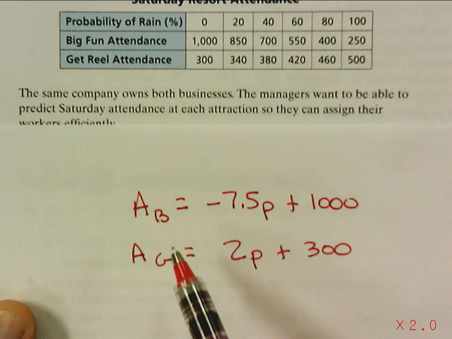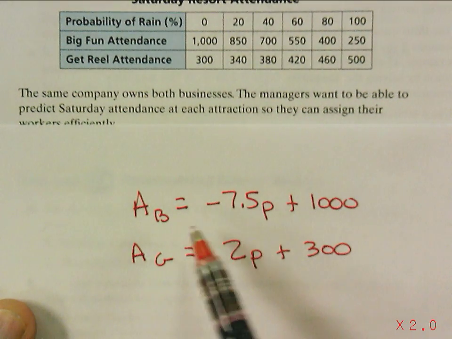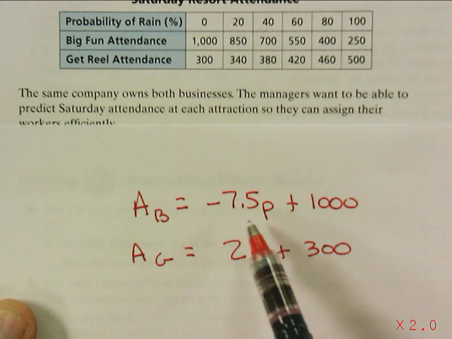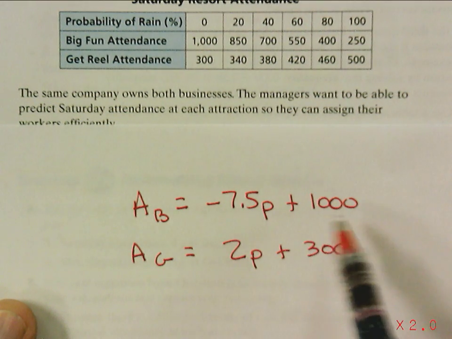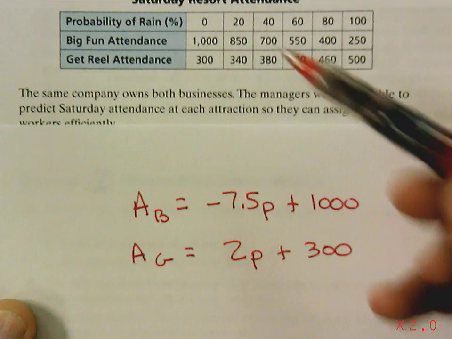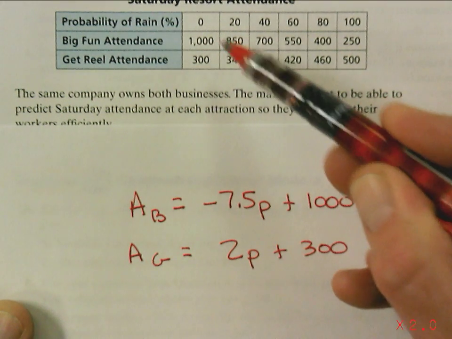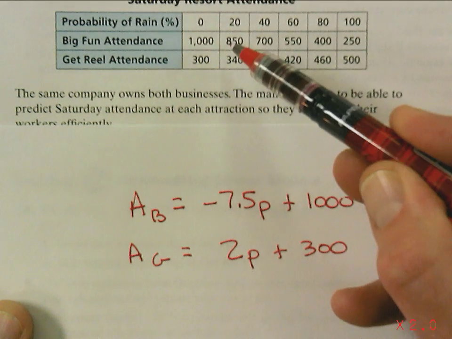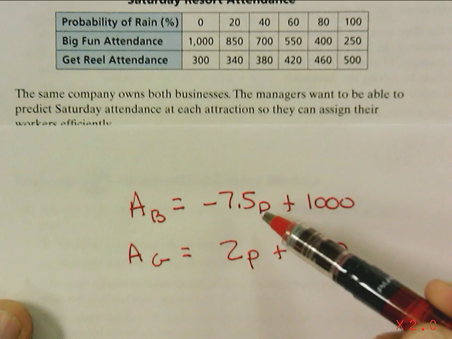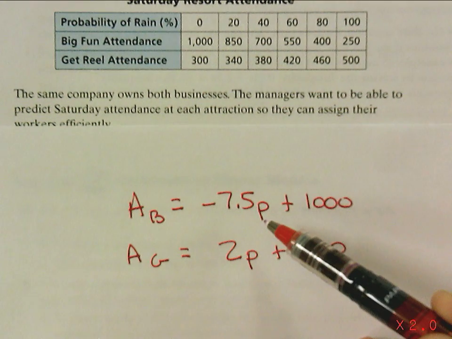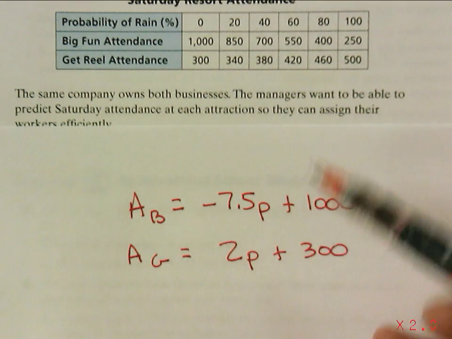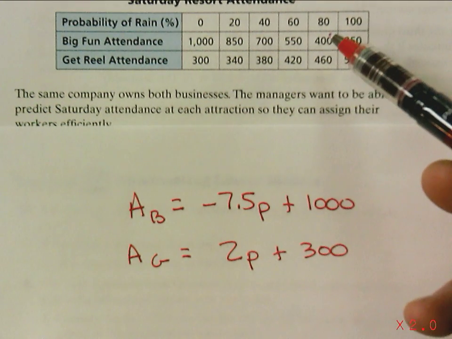So the attendance at Big Fun would be negative 7.5 times the probability plus 1,000, which we got from the 1,000. And we know that when we found the slope, or the change in y compared to the change in x, it was down 7.5 people for every 1% chance of rain, because the attendance goes down as the chance of rain goes up.